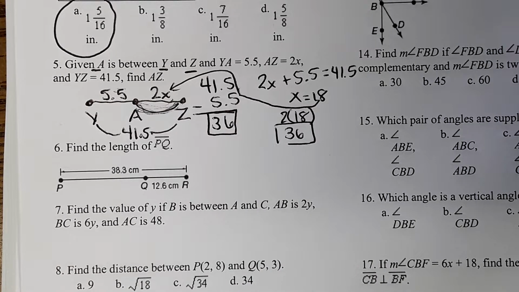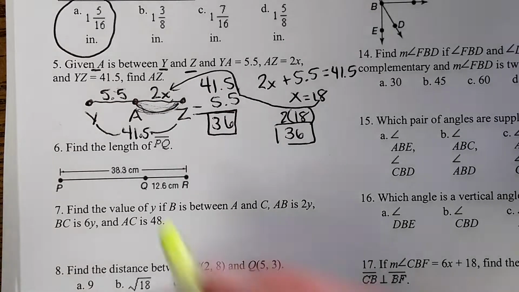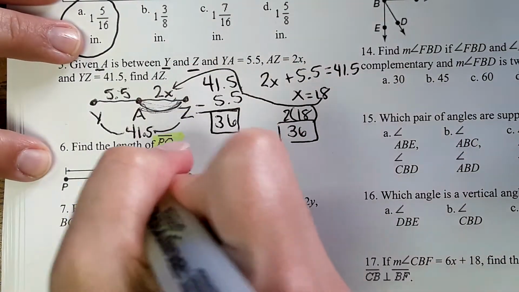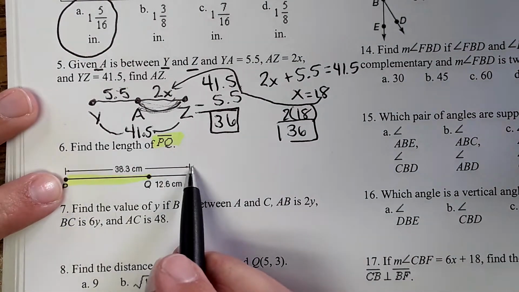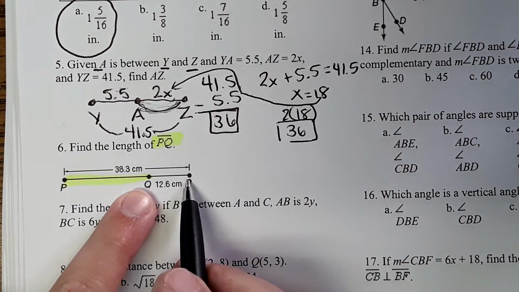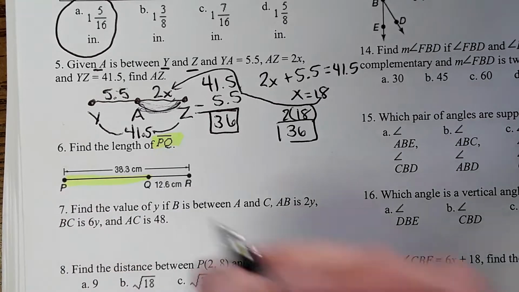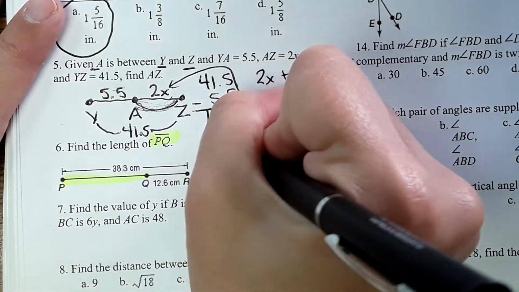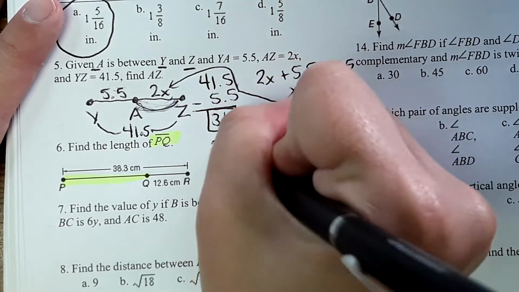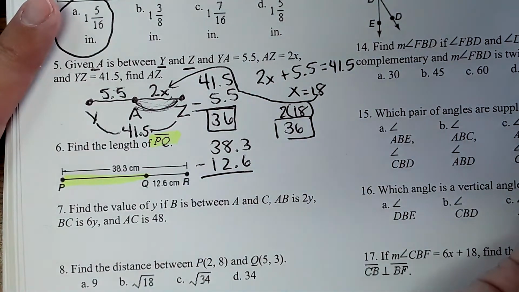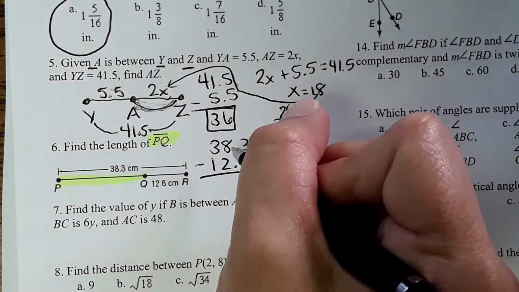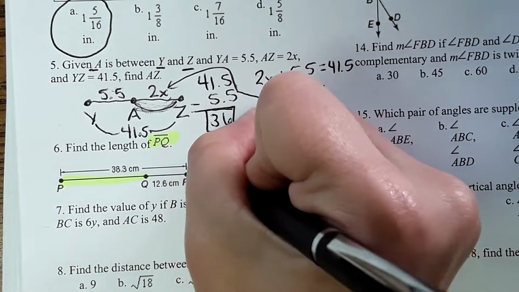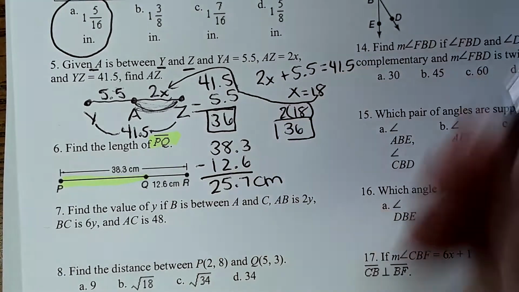Number 6, find the length of PQ. So we have to identify what it's looking for. It's looking for the length of PQ, so that would be right here. What does it give us? It gives us the length of the entire segment and then the length of this short part. So to find the length of this part, we can just subtract those numbers. And you will be able to use a calculator on the test, either your own personal calculator or the one on the computer. So 38.3 minus 12.6 would be 25.7 centimeters.